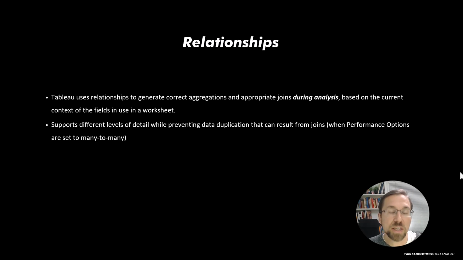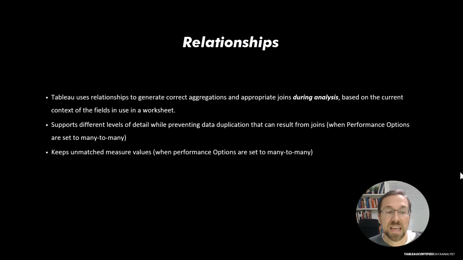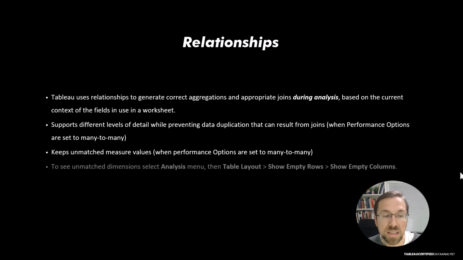So with a join, each time the join criteria is met, you get another row, and that can result in unintended data duplication. And so relationships are designed to avoid that. The next thing is that relationships keep unmatched measure values. And so this makes it similar to an outer join, where even if the relationship criteria isn't met, you don't lose data. You keep the data even when the relationship criteria is not met. And the same is true of dimensions and measures, although you have to set various options to make that happen.